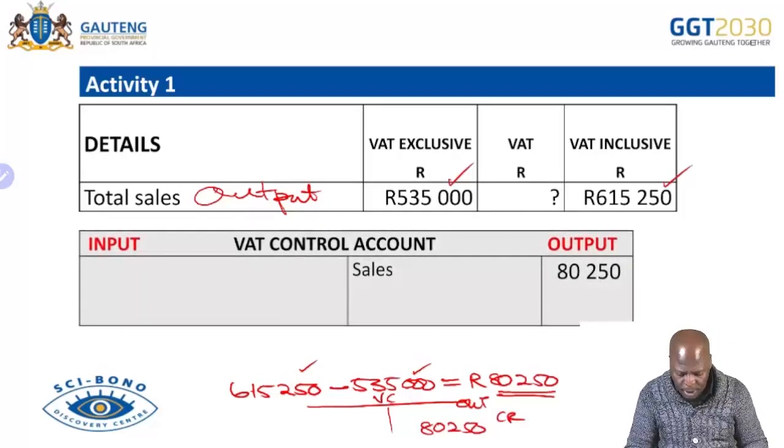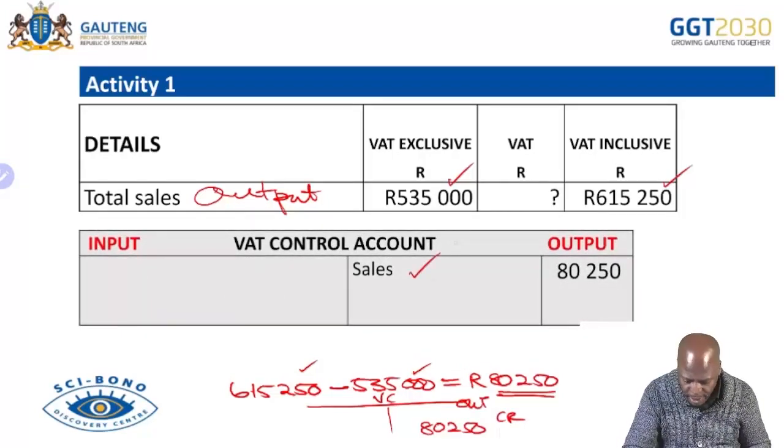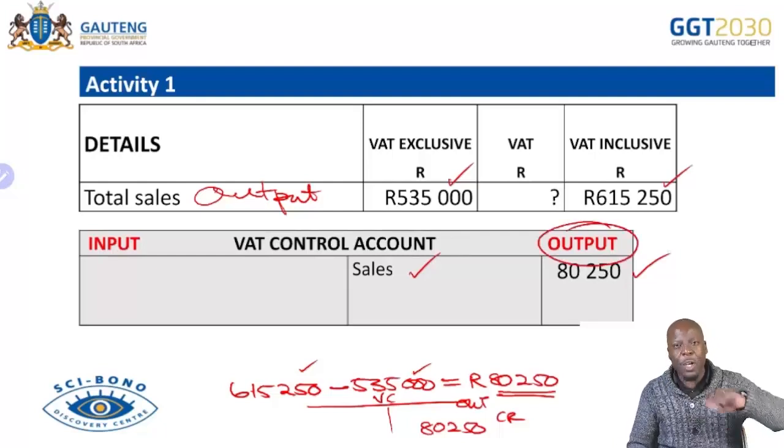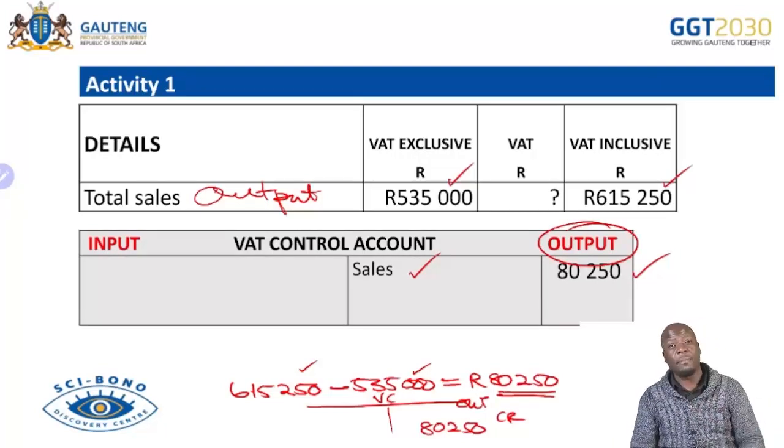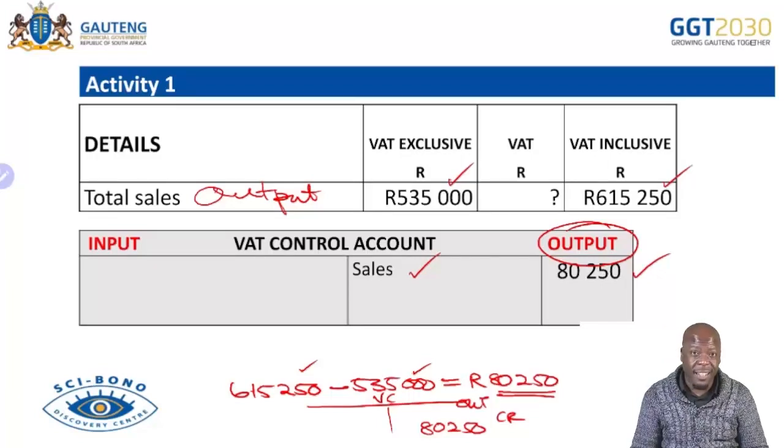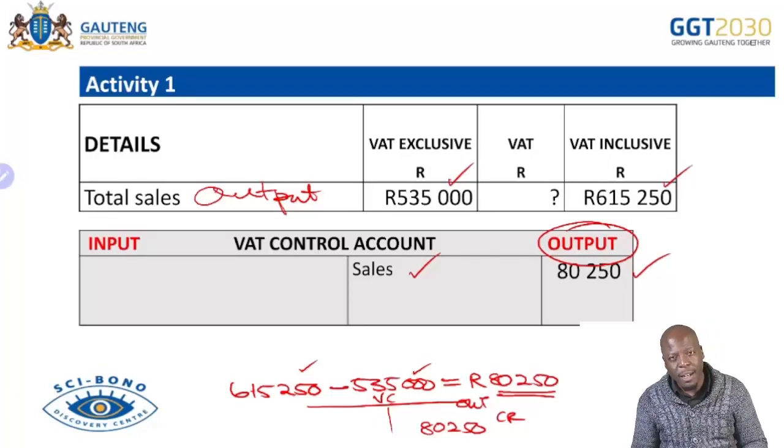There it is. I have my sales here, all right? And I have my 80,250 on my output. Goods going out. It has to be that simple, all right? It is indeed that simple. Now, boys and girls, let us quickly go on to my next aspect.